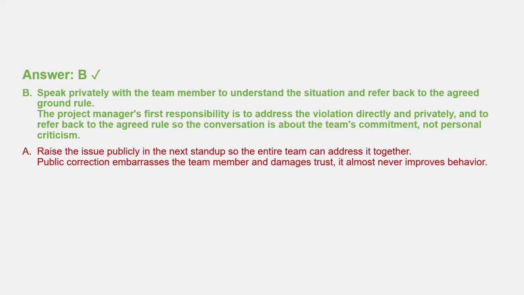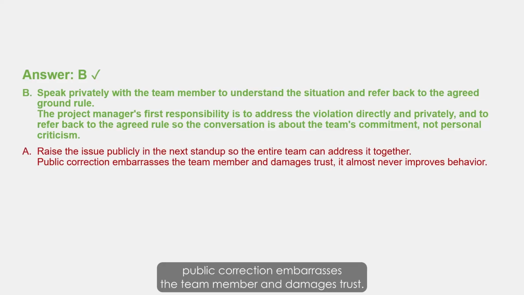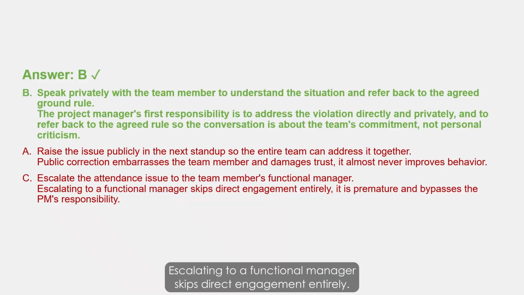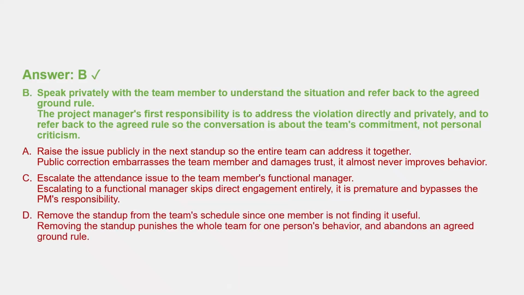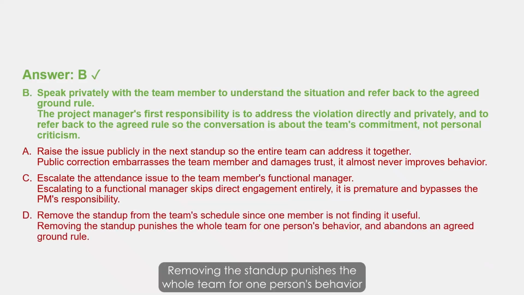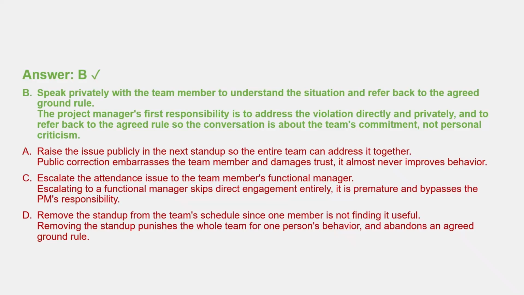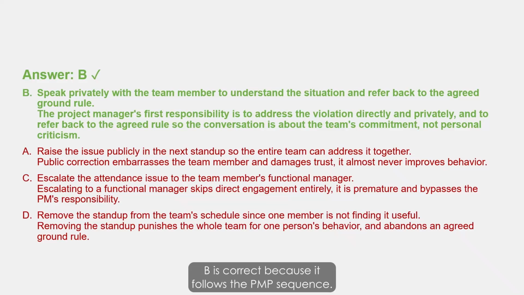Why not A? Public correction embarrasses the team member and damages trust. It almost never improves behavior. Why not C? Escalating to a functional manager skips direct engagement entirely. It is premature and bypasses the PM's responsibility. Why not D? Removing the stand-up punishes the whole team for one person's behavior and abandons an agreed ground rule. B is correct because it follows the PMP sequence: direct, private, reference to the rule, with space to listen.